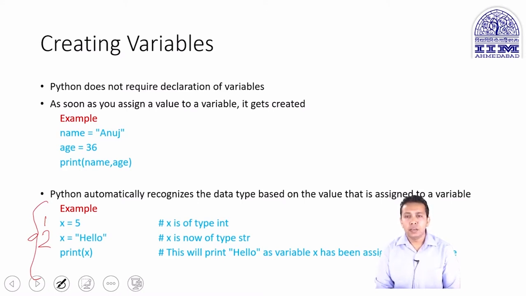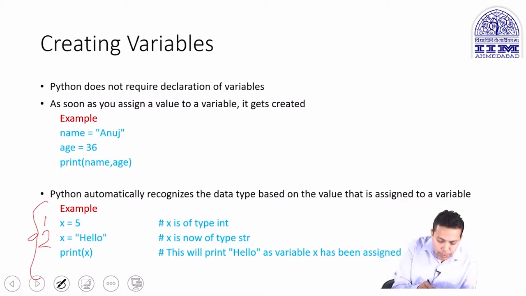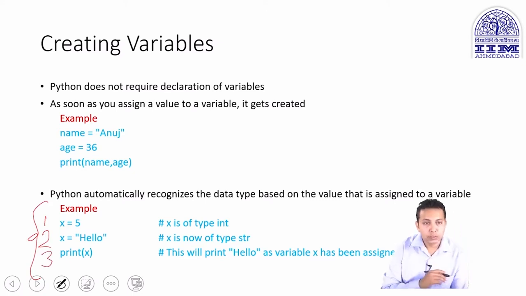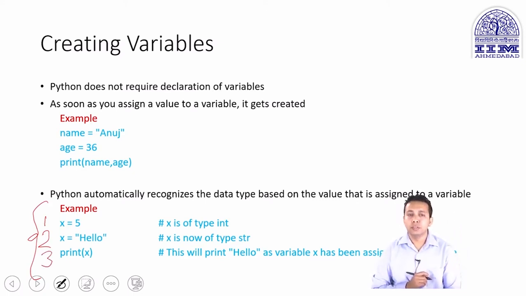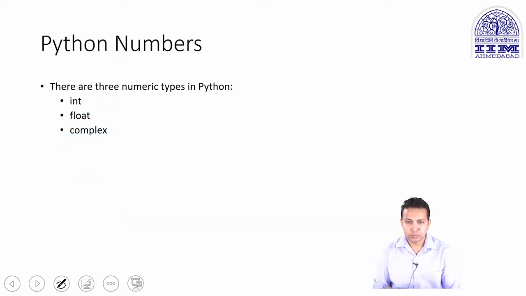And therefore, in line number 3, when I print x, this will print hello, as the variable is storing the value hello and 5 has been overwritten.